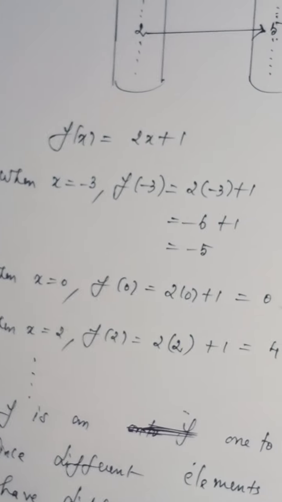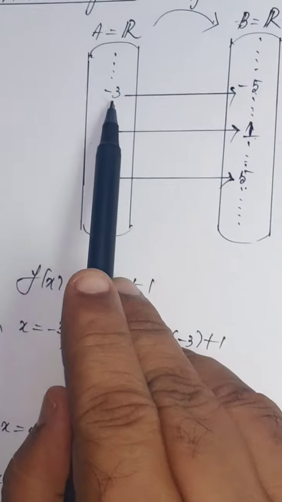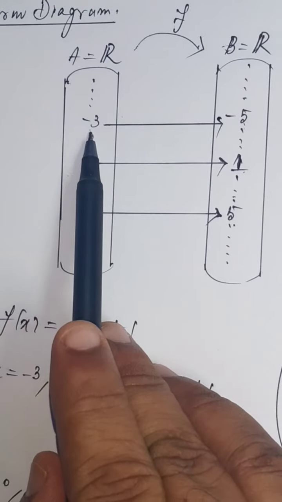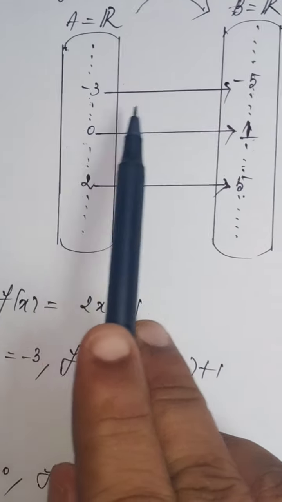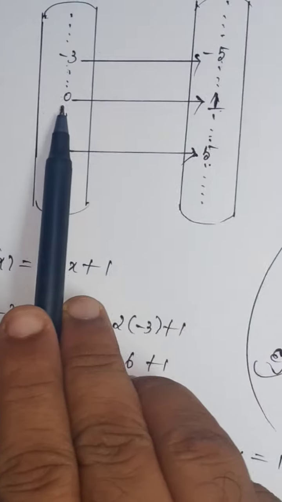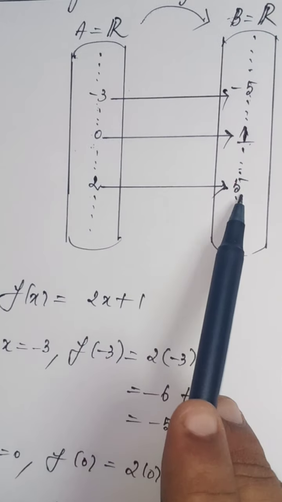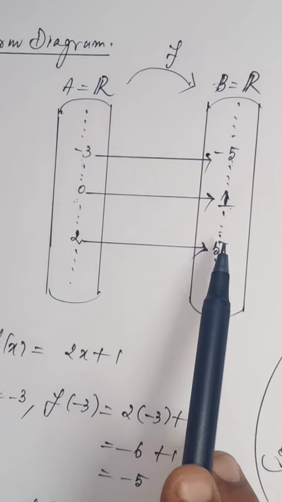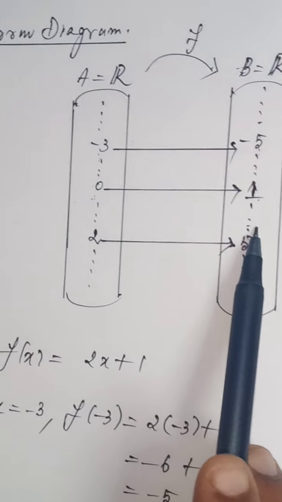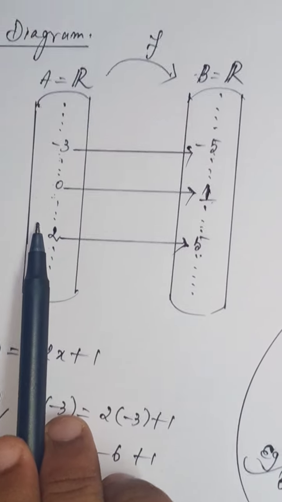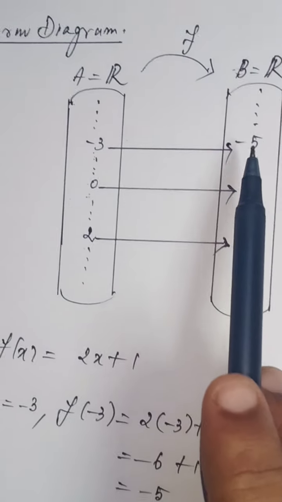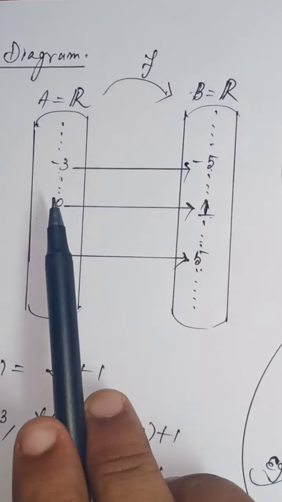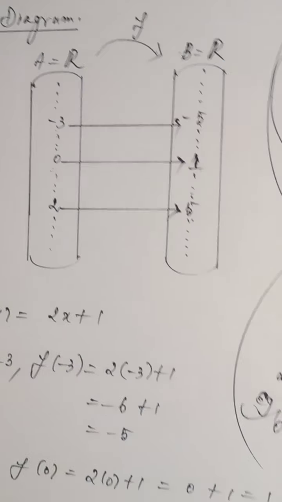Now for onto, listen, the image of -3 is -5, the preimage of -5 is -3. Like that, the image of 0 is 1, the preimage of 1 is 0. The image of 2 is 5 and the preimage of 5 is 2. For each and every element in the codomain there must be a preimage in the domain.